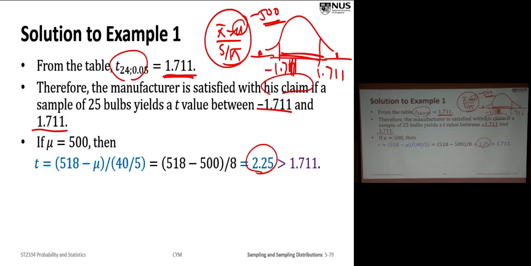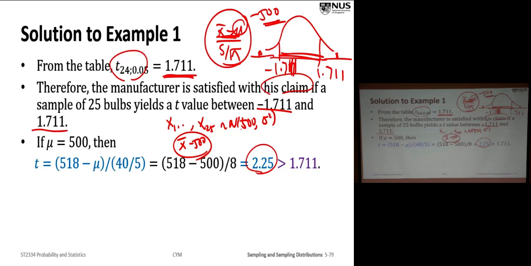Why? Because the way that we compute the T is look at the difference between the sample mean and the claim, the population mean. So if the x1 up to x25 each follow a normal with mean equal to 500, then we expect the sample mean should be very close to 500. We also divide by s over root n to make it a T distribution. But basically the idea is that look at the difference. How big is this difference between the x bar and the 500?